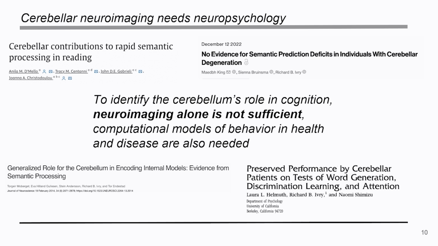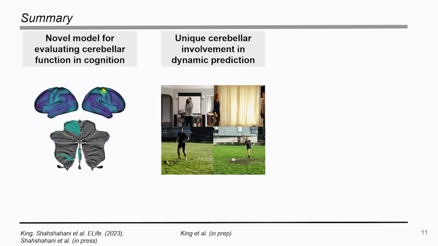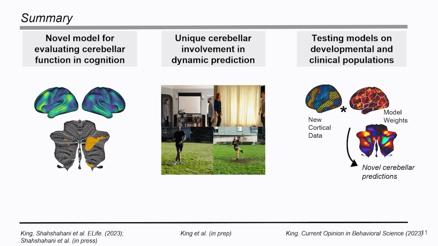And we need computational models of behavior. We need insights from clinicians to complement some of these approaches, and that's something that I think we should think about going forward with the cerebellum. And so just to wrap up, what I've introduced today is a novel approach to evaluating cerebellar function in cognition, providing some preliminary insight for selective involvement in dynamic action and social prediction tasks.